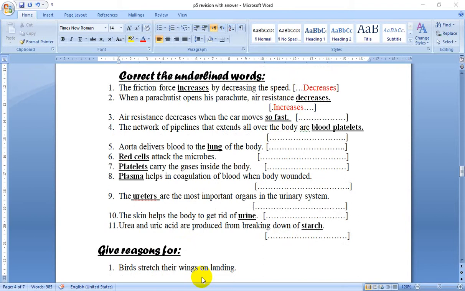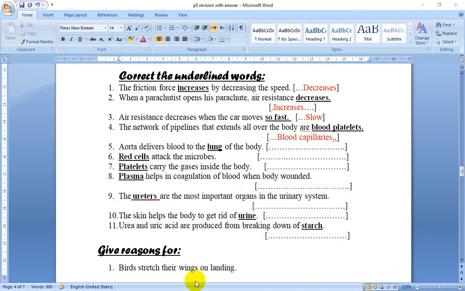Air resistance decreases when the car moves. Also we have a direct relationship between speed and air resistance. So the air resistance increases when the car moves fast. For the network of pipelines that extends all over the body, this is blood capillaries, sure, not blood platelets. This is from components of blood.